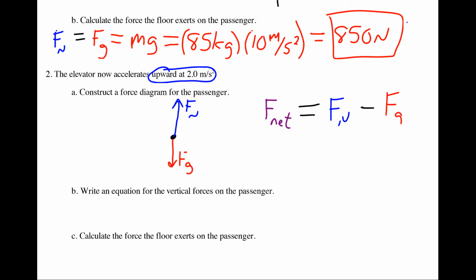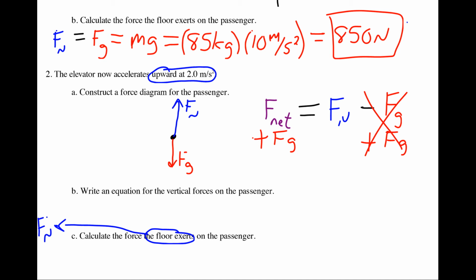We can rearrange this because ultimately we're trying to find the force the floor exerts. The force the floor exerts is talking about the normal force. So that's what we really want to find out. We need to take this equation and rearrange it for part B. To do that, we're going to add F g to both sides. The F g's cancel out on one side, and we're left with F n on its own. So let's write that down.